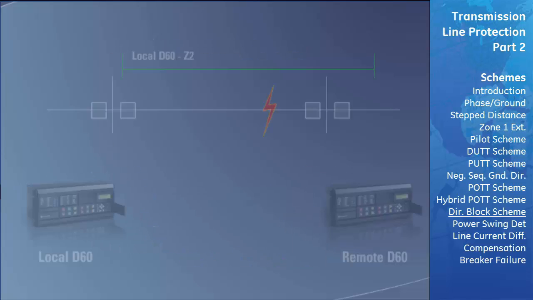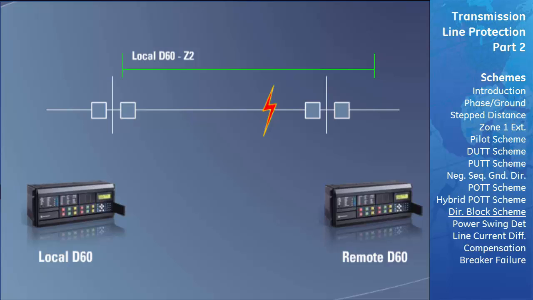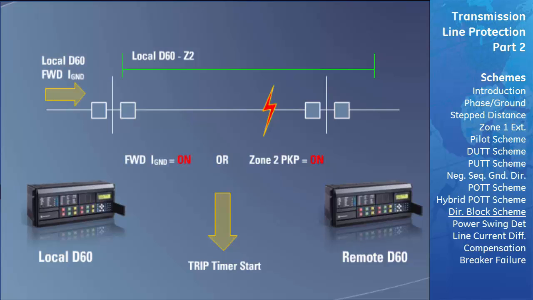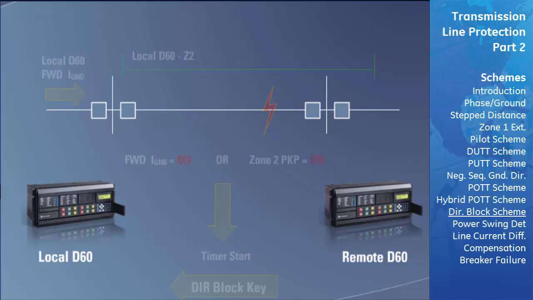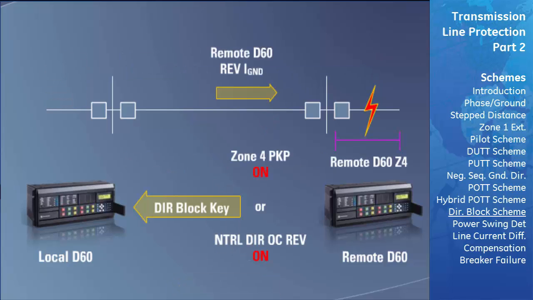In the directional blocking scheme, the local distance relay has an additional delay timer that is started by the detection of either a fault inside its Zone 2 area of protection or the detection of ground current flowing in the forward direction. This timer is set considerably shorter than the normal Zone 2 delay. When this additional timer expires, the local distance relay will trip the local breaker unless it receives a block message or key from the remote distance relay. The remote relay will only send this blocking key if it detects that the fault is located in its Zone 4 area of protection, or it detects that ground current is flowing in the reverse direction, both of which would indicate an external fault.